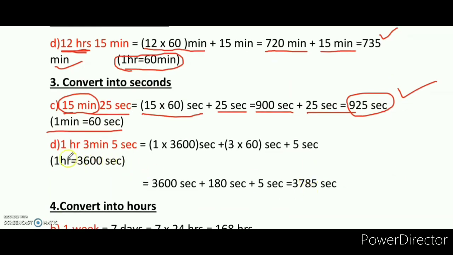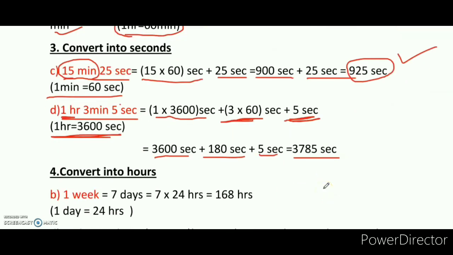Okay, so D bit, all of you see 1 hour 3 minutes 5 seconds. We all know 1 hour is equal to 3600 seconds and 3 minutes is equal to 3 into 60 seconds. Plus 5 seconds we have. So we will add all the 3600 seconds plus 180 seconds plus 5 seconds. So altogether we got 3785 seconds.